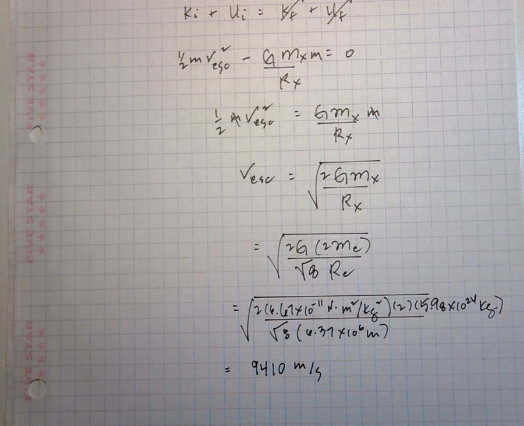So that is the escape velocity if you were to launch a rocket off of planet X, if you wanted to get a very large distance, basically escape the gravitational pull of planet X.